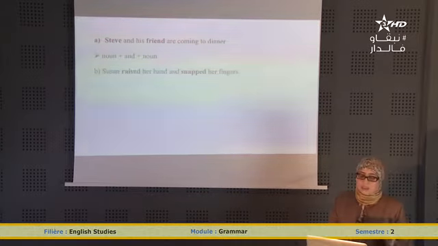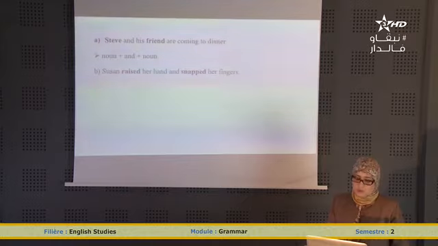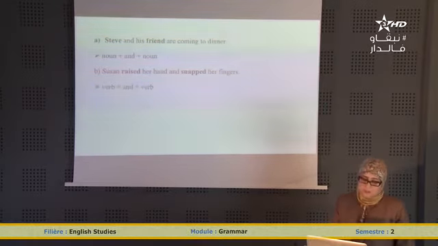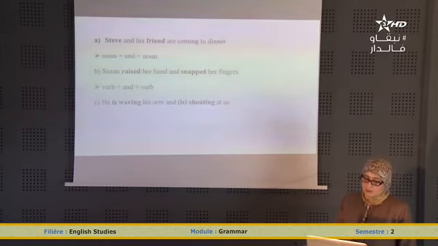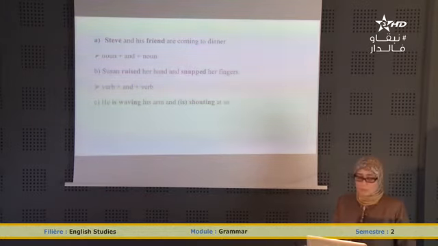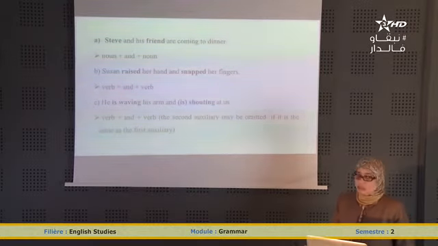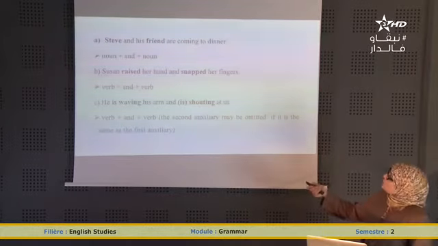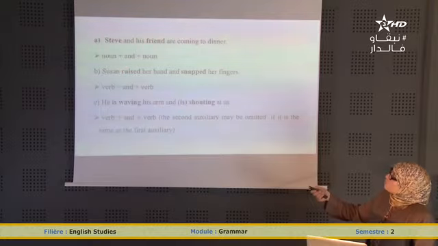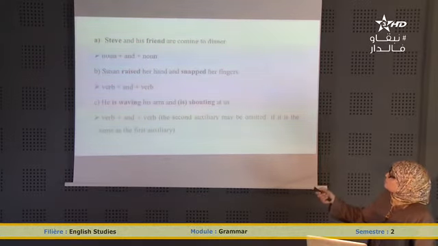Another example is Susan raised her hand and snapped her fingers. Again, and here connects two verbs, raised and snapped. Another example is he is waving his arm and shouting at us. As you can see, and here connects two verbs, but the difference between C and B is that the verb in B is made of one word, which means it is the main verb. So the two verbs are raised and snapped, two main verbs.